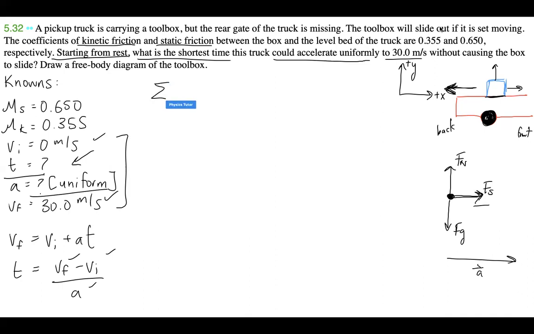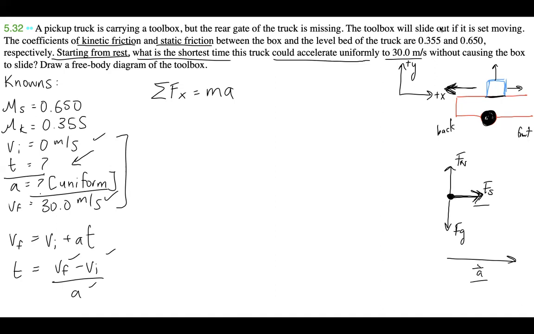So we know that the force on this toolbox, the force in the x direction, is just mass times acceleration, right? But acceleration of what? We don't know. All we know is that it's going to be the acceleration of the truck, right? Because if the truck is accelerating and the box is at rest on the truck, then the box is only experiencing acceleration due to the acceleration of the truck, right?